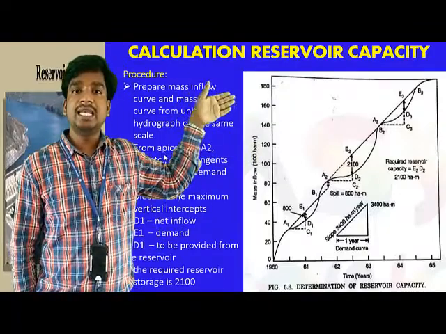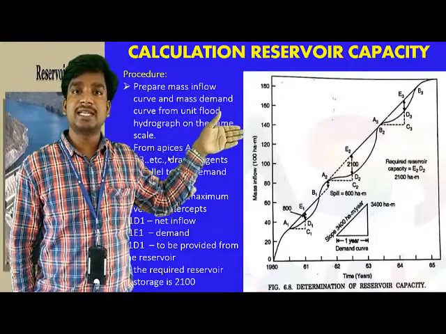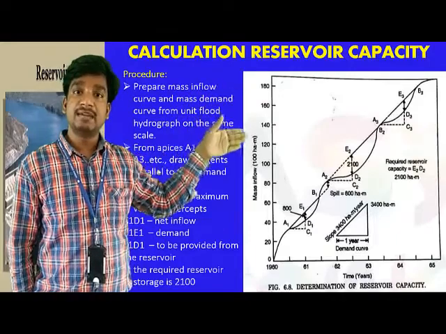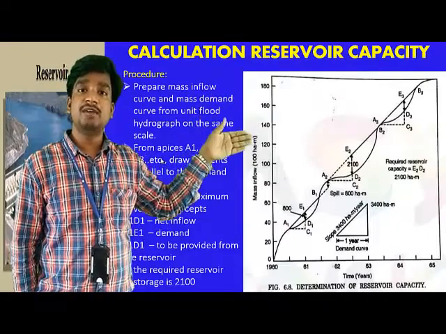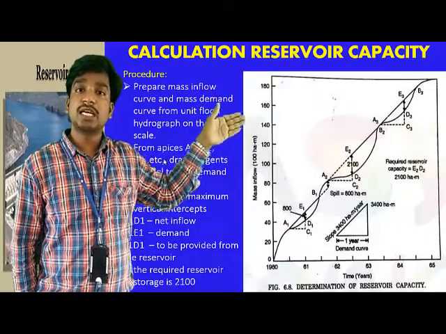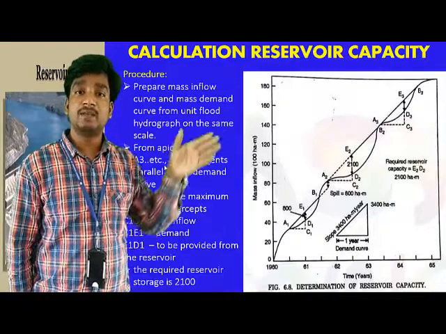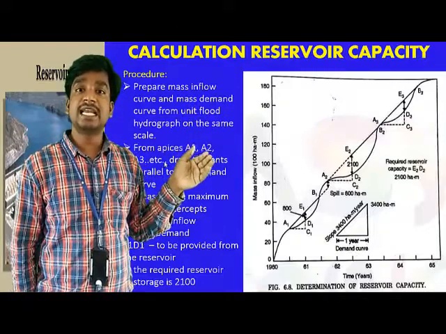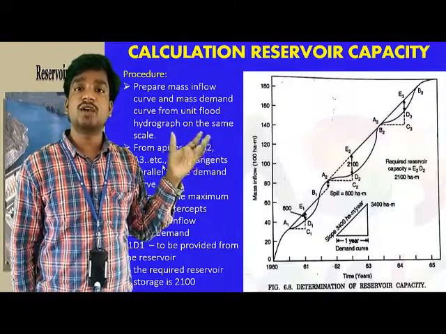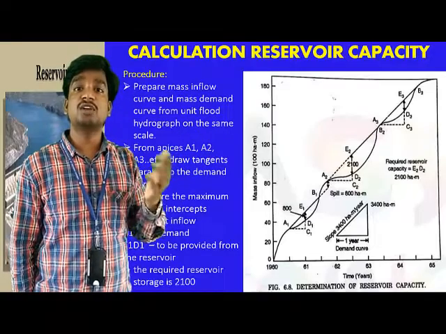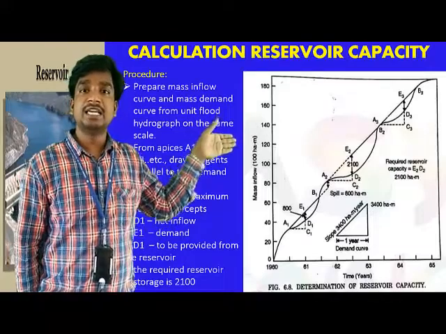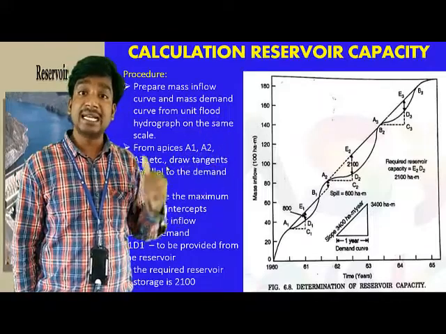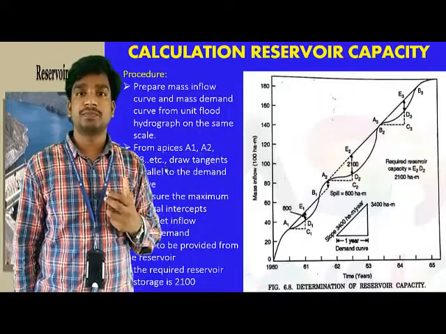Here again you can see the vertical intercept is divided into two parts: one is E1 D1, then D1 to C1. What is E1 to D1 indicating, and what is D1 to C1 indicating? E1 to D1 indicates the shortfall of water, meaning the shortfall of rainfall or inflow, whereas D1 to C1 indicates the net inflow available.